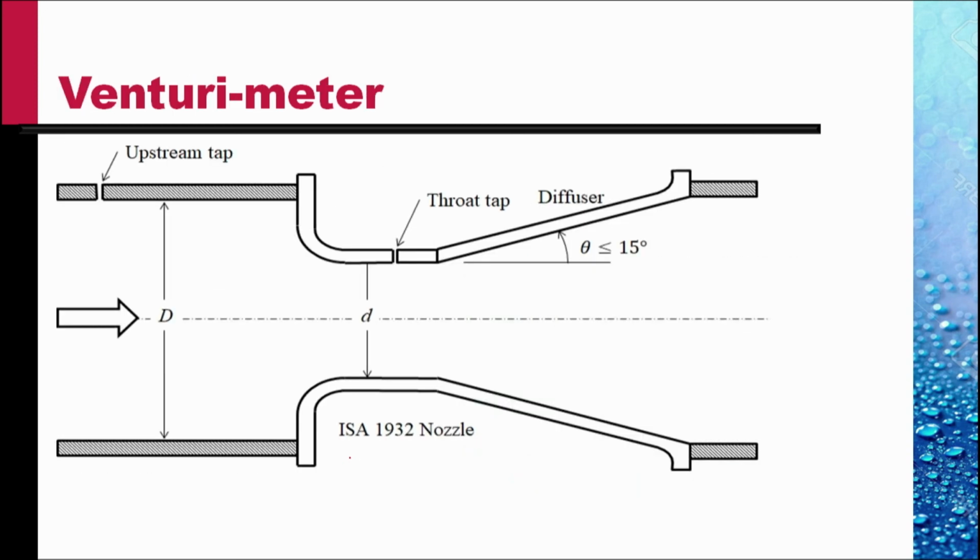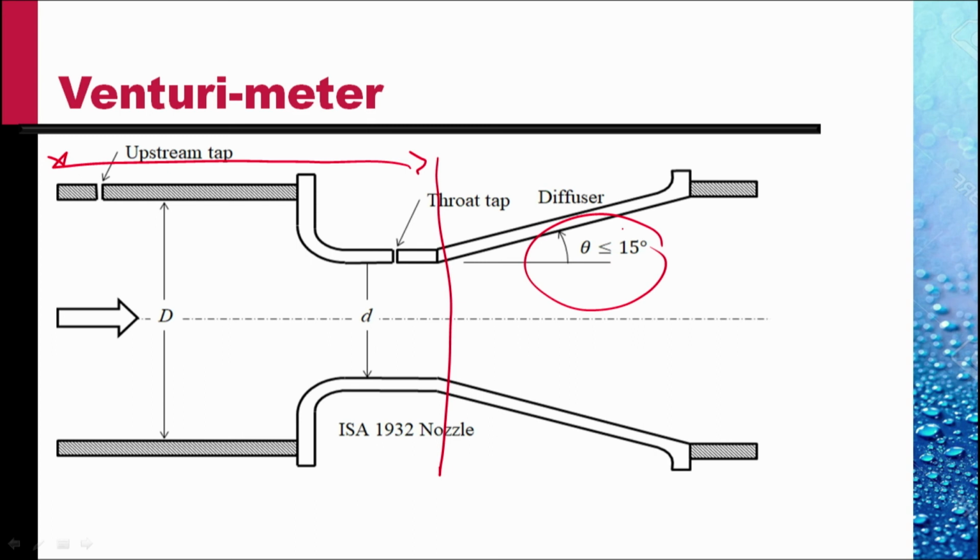Another variation on the orifice meter and the flow nozzle is a Venturi-meter. A Venturi-meter is nothing but a flow nozzle connected with a divergent section in which the divergence angle is less than 15 degrees.